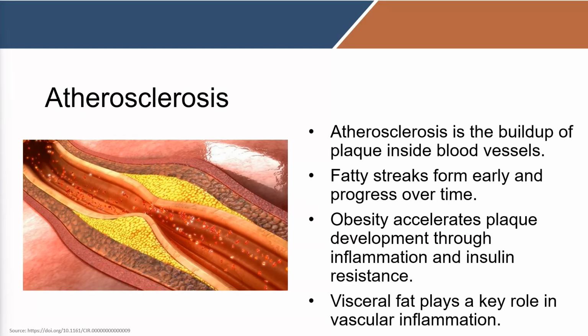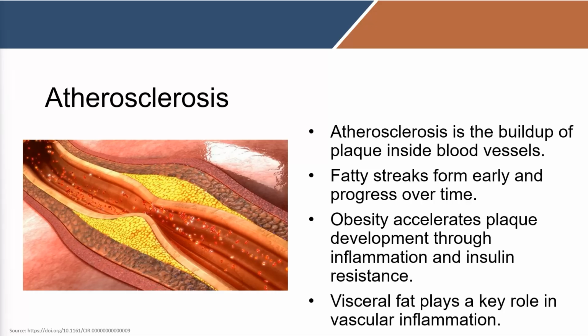Atherosclerosis is the process in which plaque builds up inside the arteries. The plaque is made up of cholesterol, inflammatory cells, and other substances that gradually narrow and stiffen the blood vessels, making it harder for the blood to flow through. Early in this process, lipid accumulation, or fat accumulation, leads to the formation of what we call fatty streaks that can begin to develop long before symptoms start to appear.